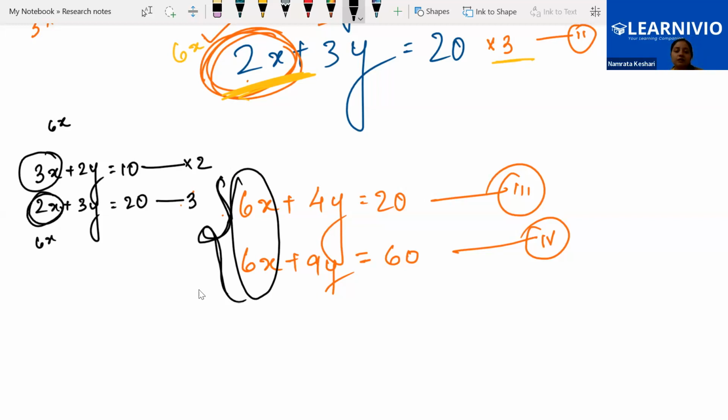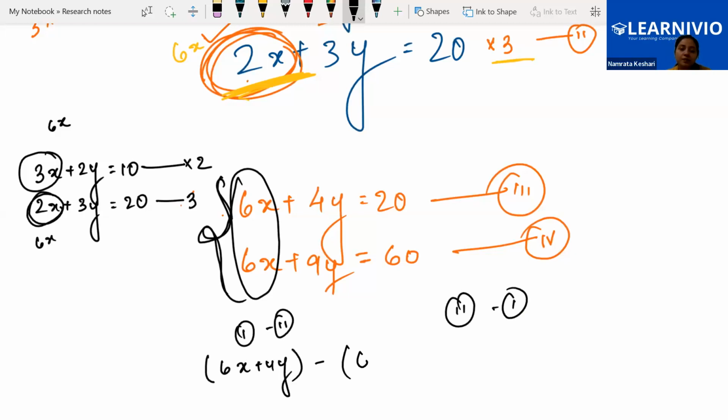We can subtract it. Arya, do we have to subtract it? Yes, exactly. We have to subtract it. So how will we be subtracting? Equation 1 minus 2 you can do, or equation 2 minus 1 you can do, your choice. 6x plus 4y minus (6x plus 9y) is equal to 20 minus 60. This is how we can write.